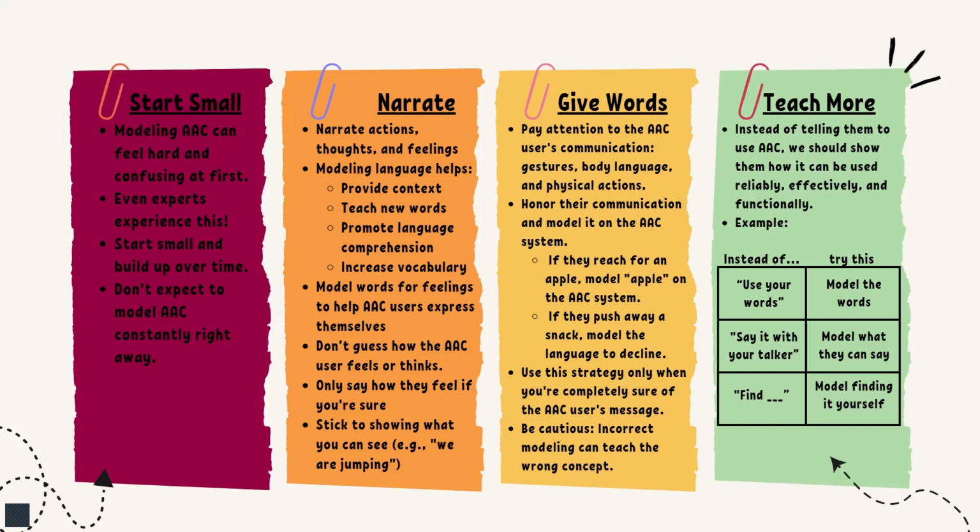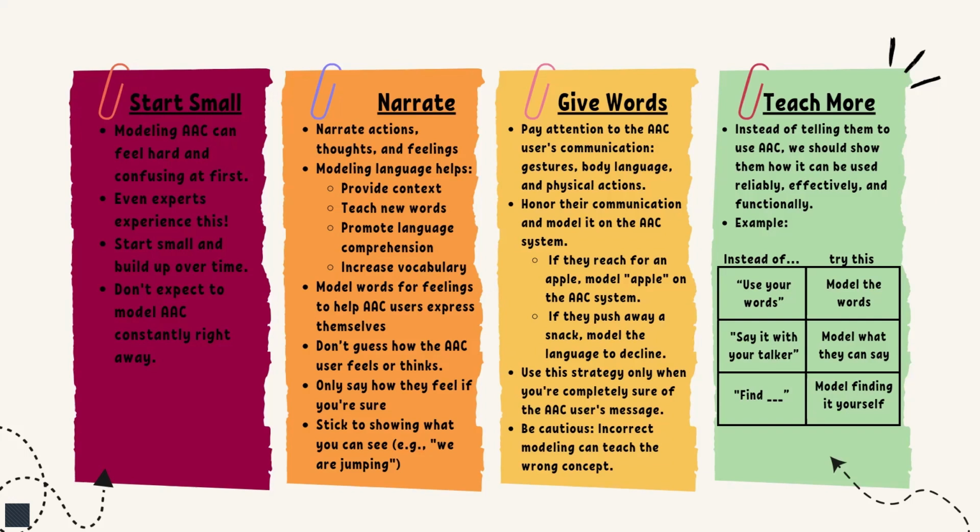Be cautious about making assumptions about what an AAC user is thinking or how they are feeling. When we are modeling, we do not want to tell an AAC user how they are feeling or what they are thinking. So unless you're 100% sure, stick to modeling observable behaviors. For example, we are jumping. Give them the words with caution.